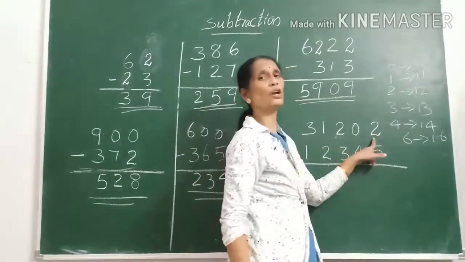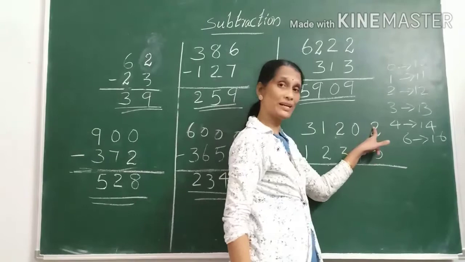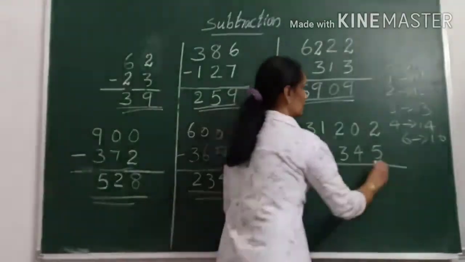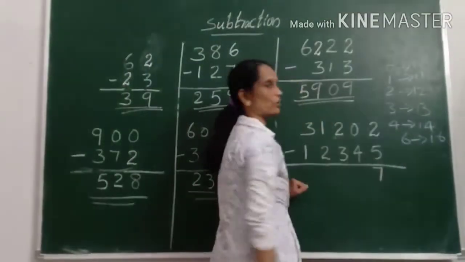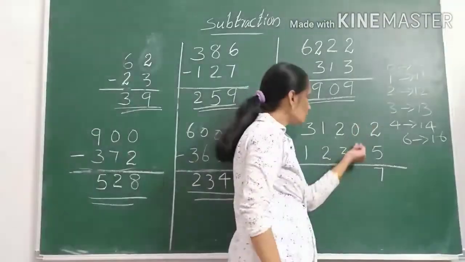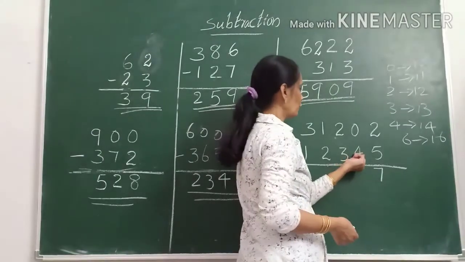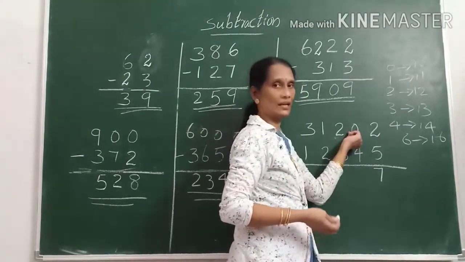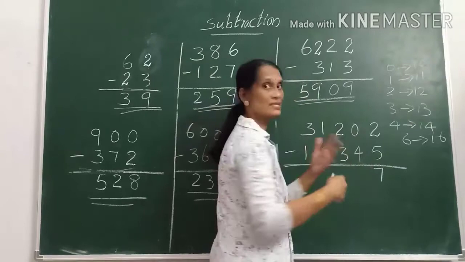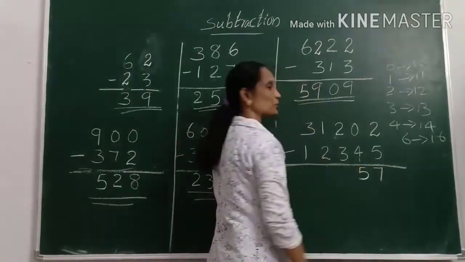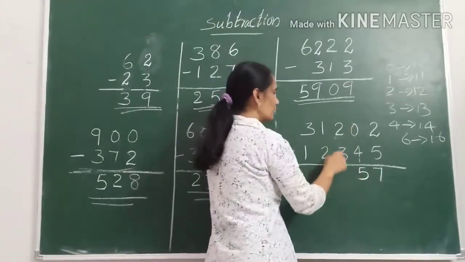2 again smaller number. So 2 should be considered as 12. 5 plus how much is 12? 5 plus 7 is equal to 12. That 1 should be considered here. 4 will be taken as 5. 5 plus how much is 10? Okay, 0 will be considered as 10. 5 plus 5 is equal to 10. So again that 1 will be adding here.